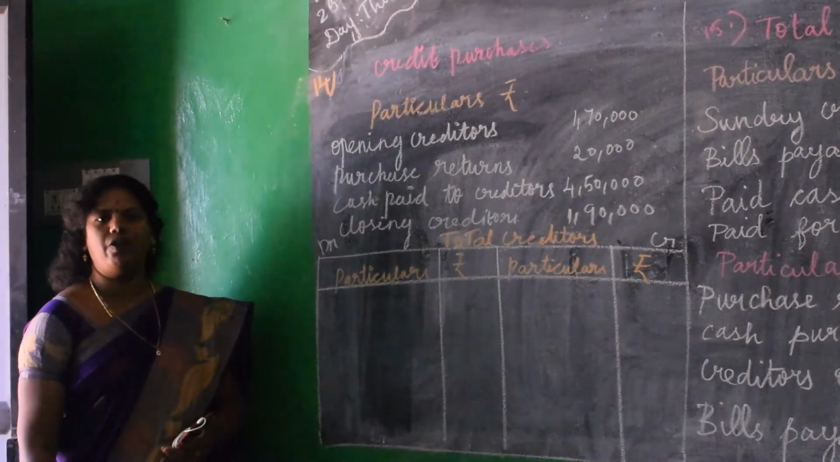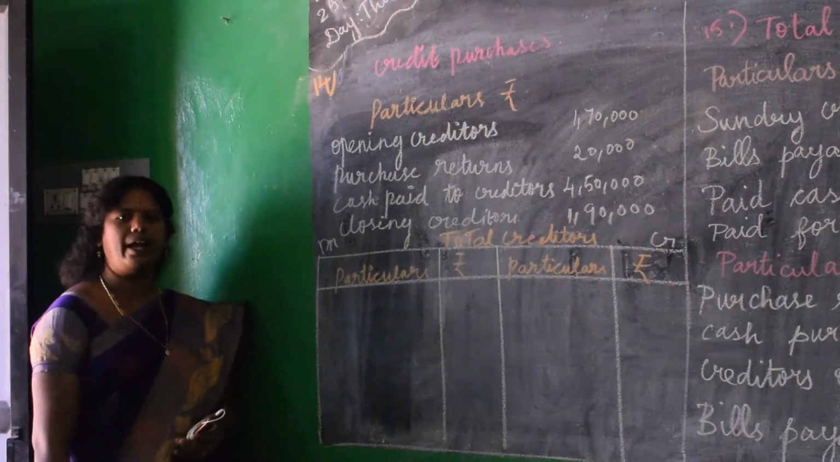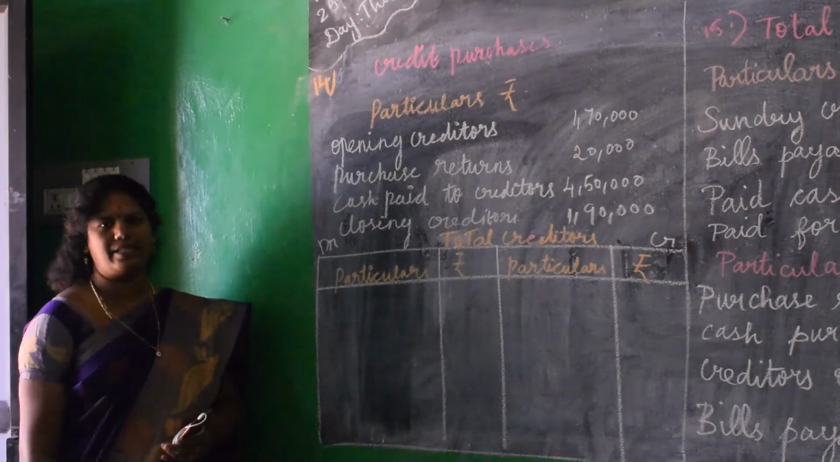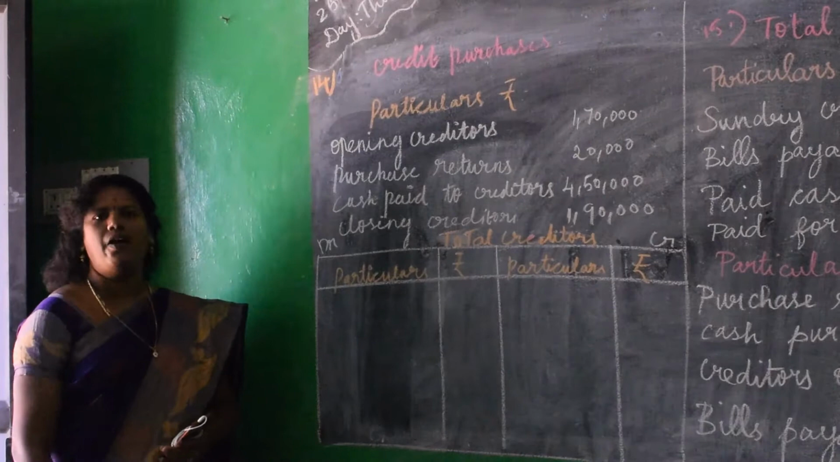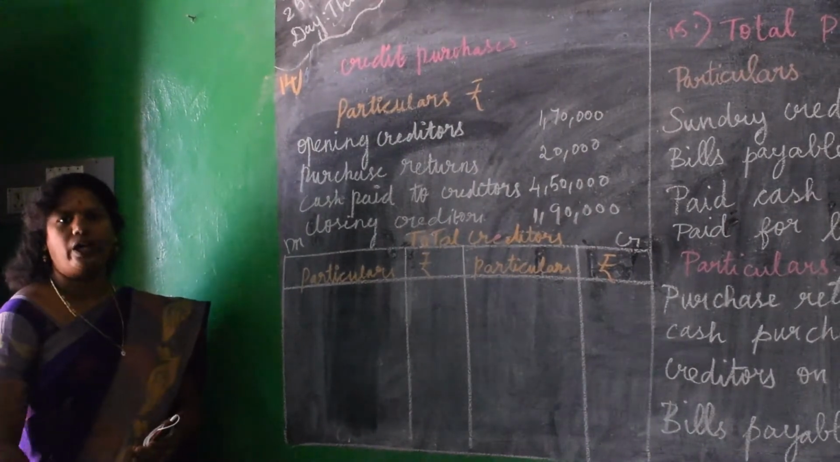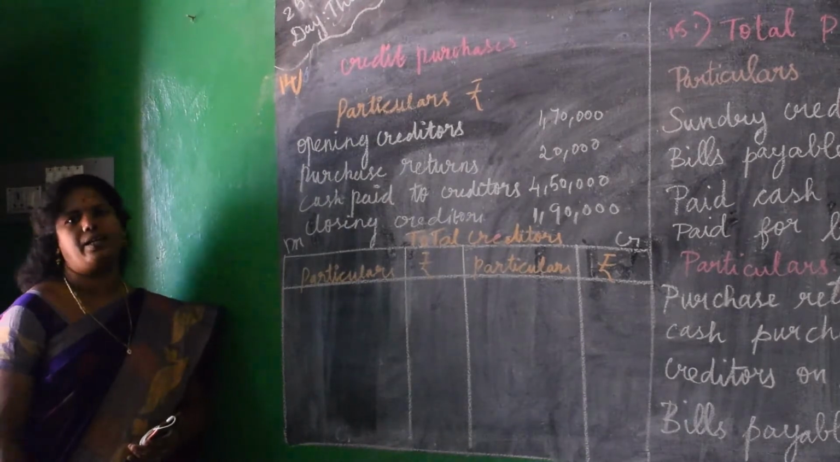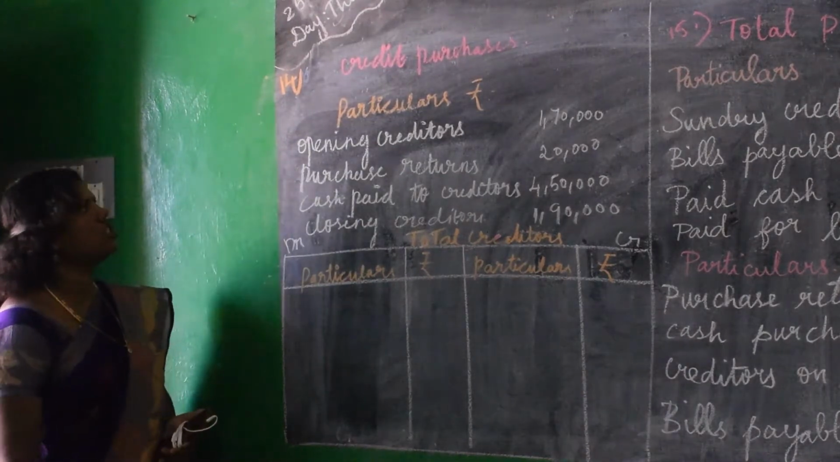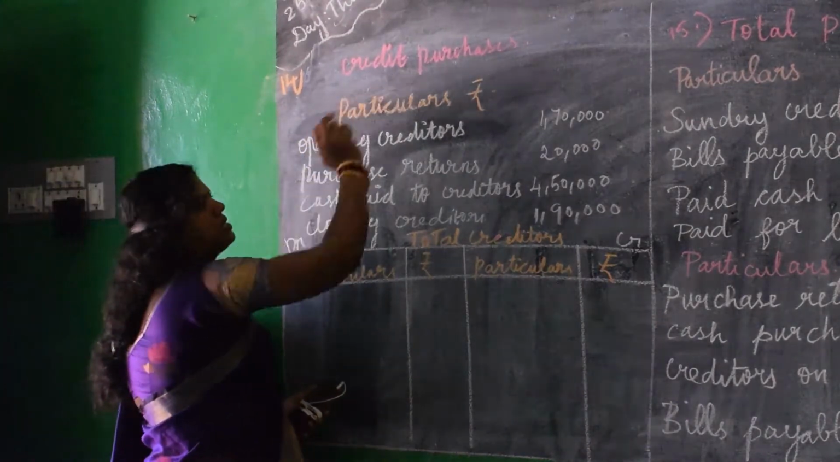In that, we will write the opening balances on the debit side. The closing balance, we will write on the credit side. We will write the sales return. We will write the discount allowed and cash received from the debtors. This difference indicates the credit sales. We are going to follow the same procedure in the credit purchases also.